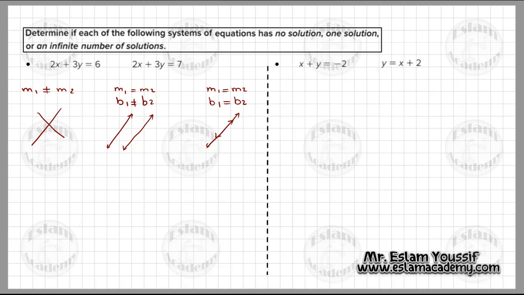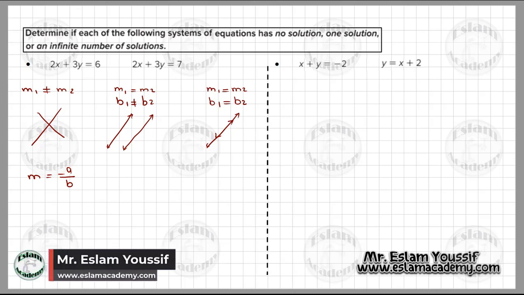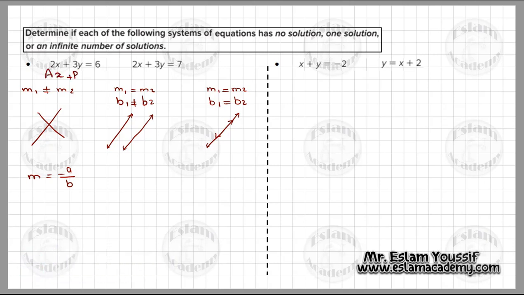You will find that this equation is written in standard form. Once we have an equation in standard form, the slope will be equal to negative a over b. Negative a over b means change the sign of the coefficient of x and keep the coefficient of y. This equation is written in the form ax plus by equals c. So we find that a equals 2, and the slope will be equal to negative 2 over 3. We just change the sign of the coefficient of x and keep the coefficient of y. So that's the slope number 1.